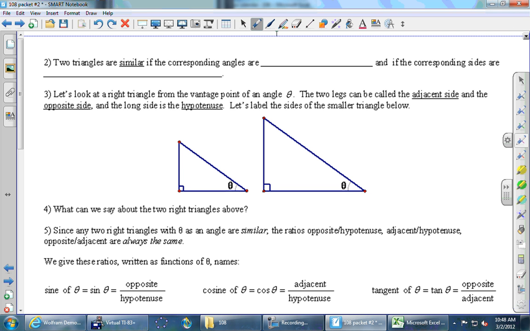So they both have a right angle. They both have this thing called theta that's just the same. And then the third angles are the same as well. So corresponding angles are equal. And then something is true about the corresponding sides. Are they also equal? No. Yeah, there's a ratio thing, and somebody mentioned the word proportion.